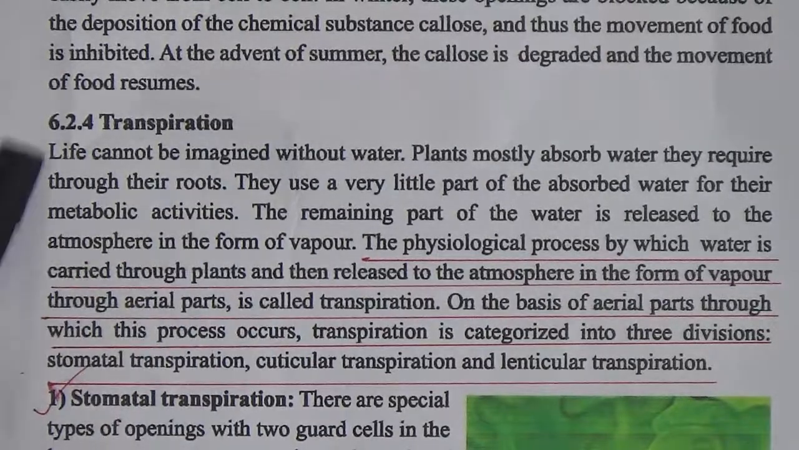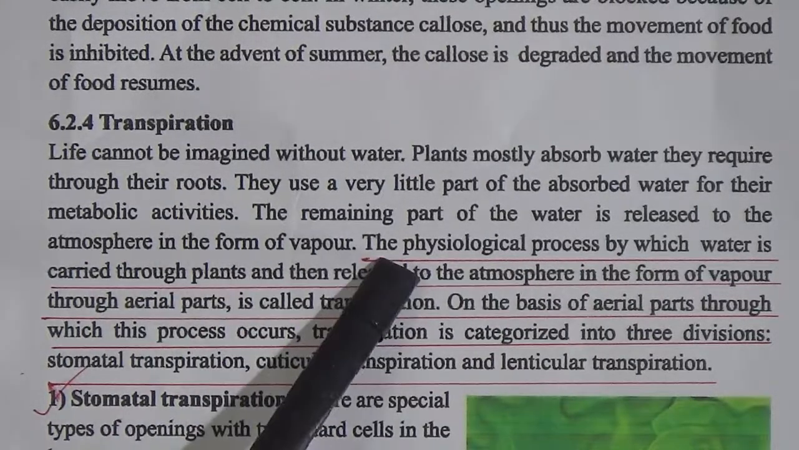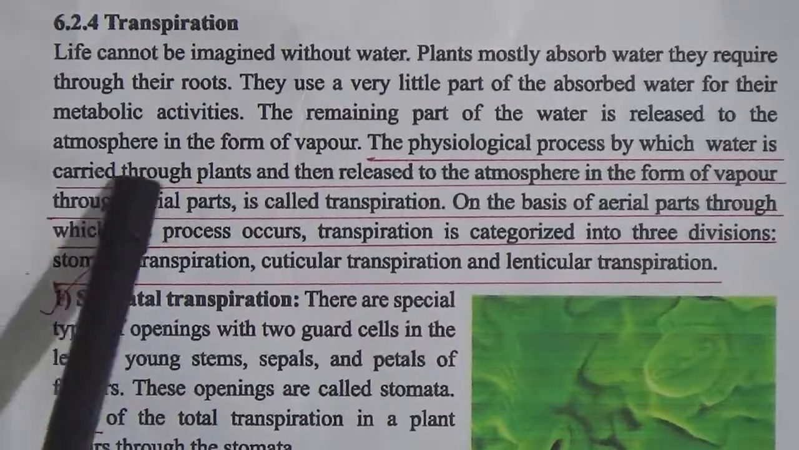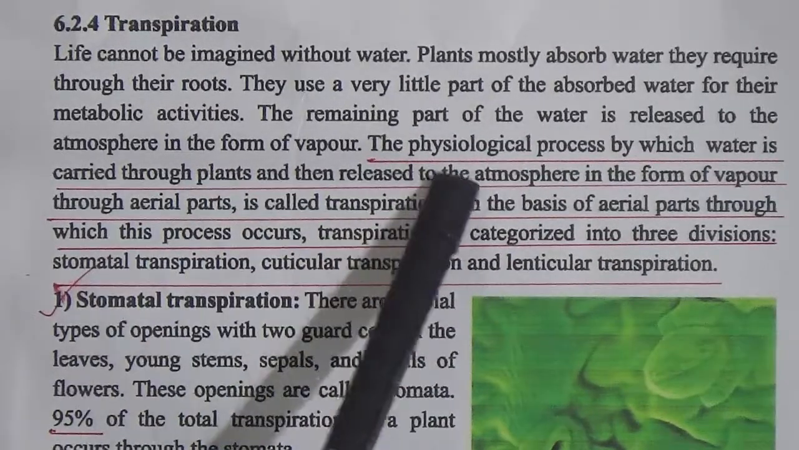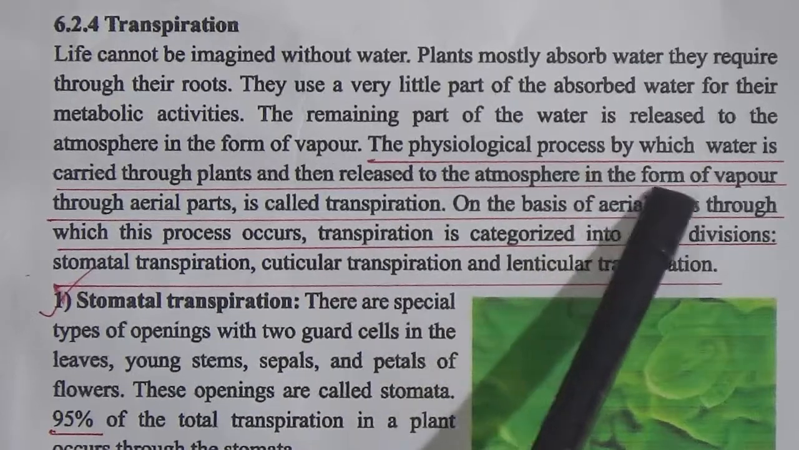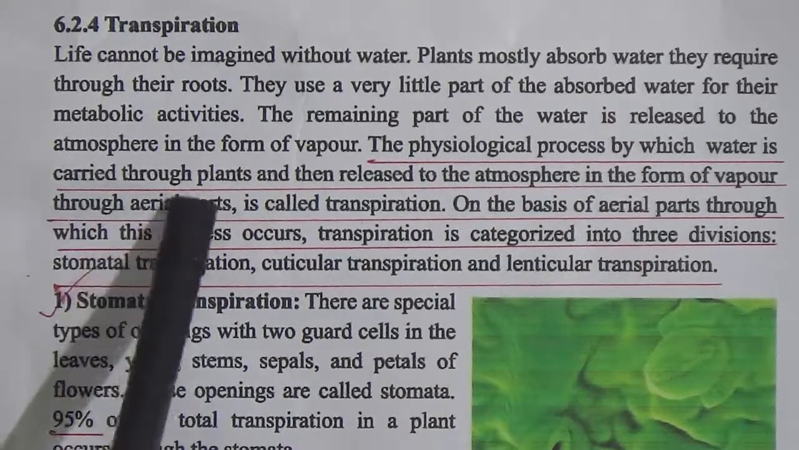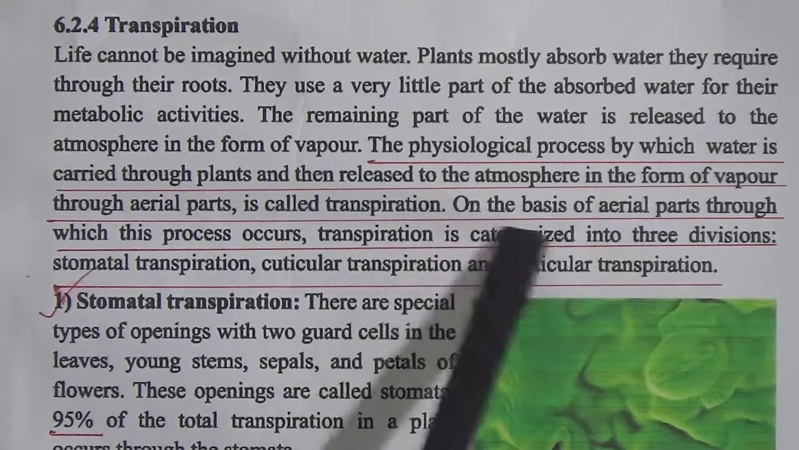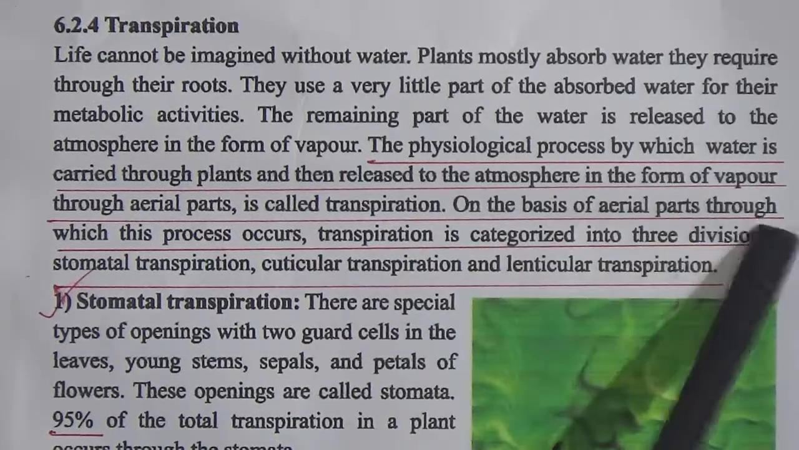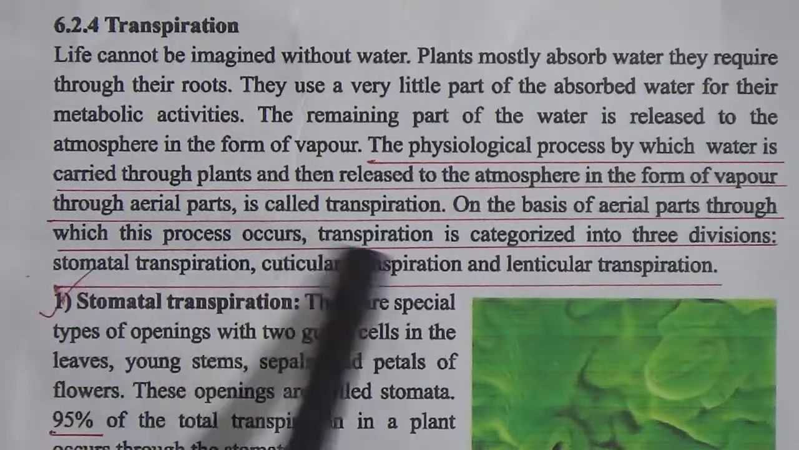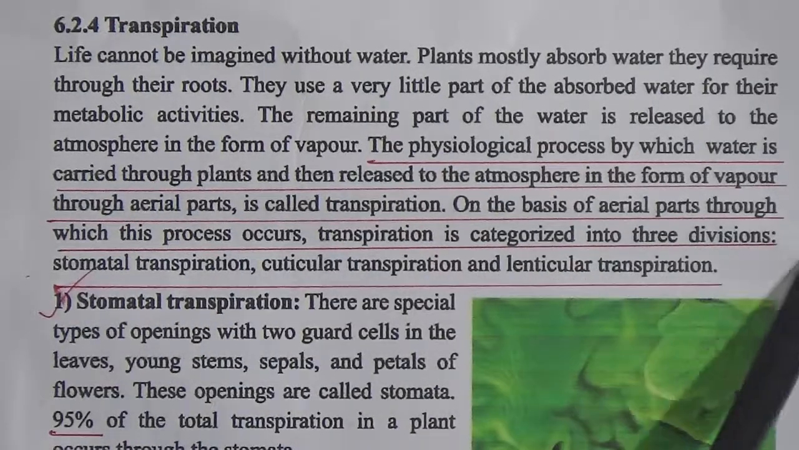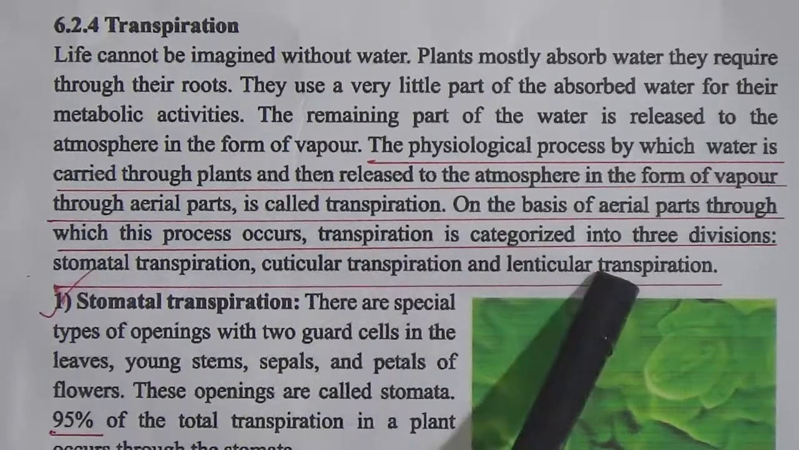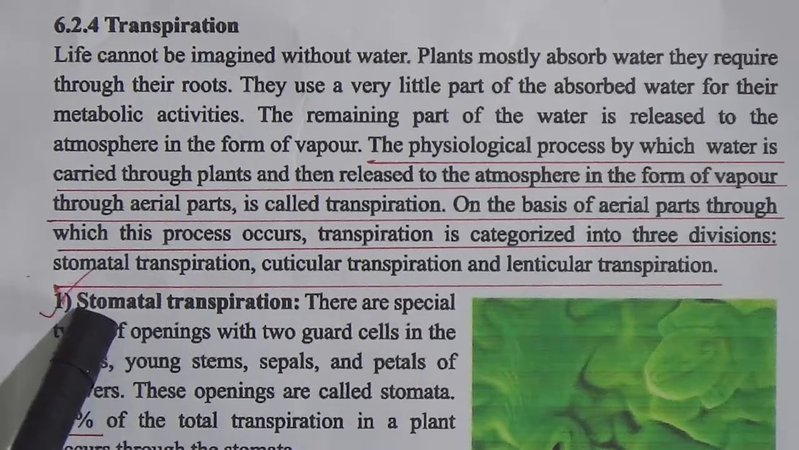Now come to transpiration. This is the physiological process by which water is carried through plants and then released to the atmosphere in the form of vapor through aerial parts. This is called transpiration. On the basis of aerial parts through which the process occurs, transpiration is categorized into three divisions: stomatal transpiration, cuticular transpiration, lenticular transpiration. First one is stomatal transpiration.